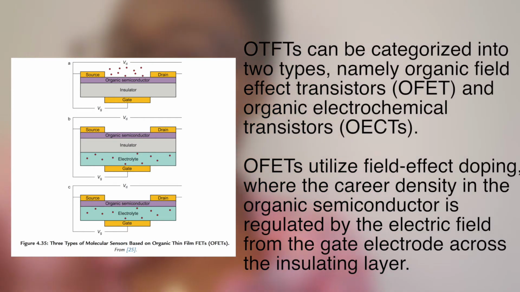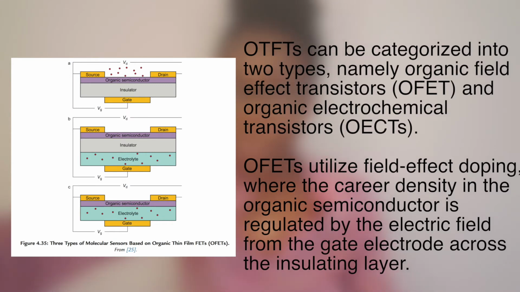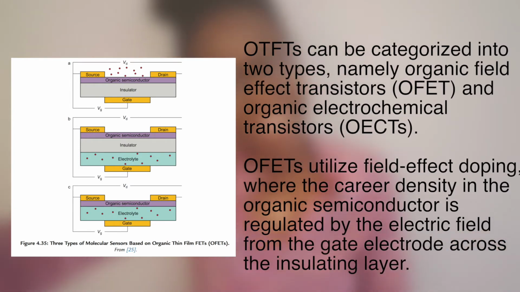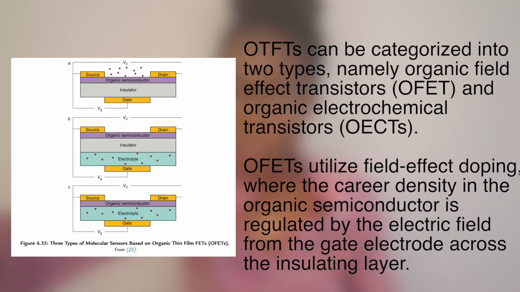The OFETs, or organic field effect transistors, utilize field effect doping, where the carrier density in the organic semiconductor is regulated by the electric field from the gate electrode across the insulating layer. But the OECTs, which are the organic electrochemical transistors, utilize electrochemical doping. This is where the conductivity of the organic semiconductor is controlled by ions from the electrolyte.